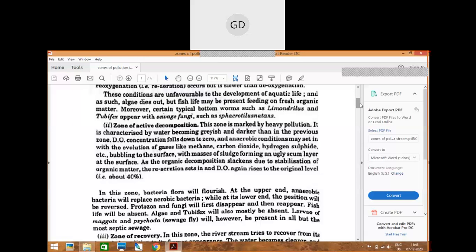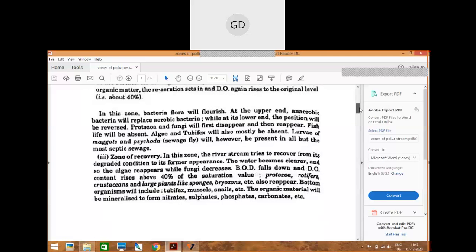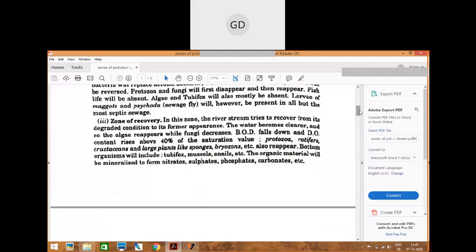So due to the evolution of these gases like methane and carbon dioxide, what happens at the surface of the river stream or the receiving water? A very ugly scum layer, like an oily surface, we can see a sludge forming. Now as this organic decomposition reduces due to stabilization of organic matter, the reaeration happens again, and DO rises again to its original level.